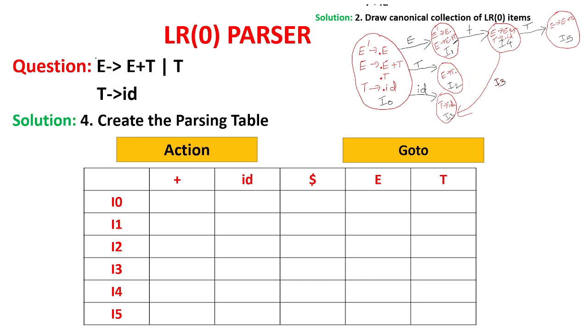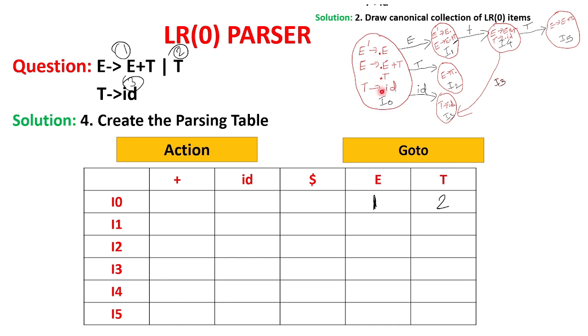I've already numbered the productions in the previous step: production number 1, production number 2 and production number 3. So now we'll start drawing the parsing table. Now you see, I0 state using E goes to where? I1. So you can write over here 1. Don't have to write I1, just write 1. Then I0 on T goes to I2. So I can write over here 2. Don't have to write I2, just write 2.